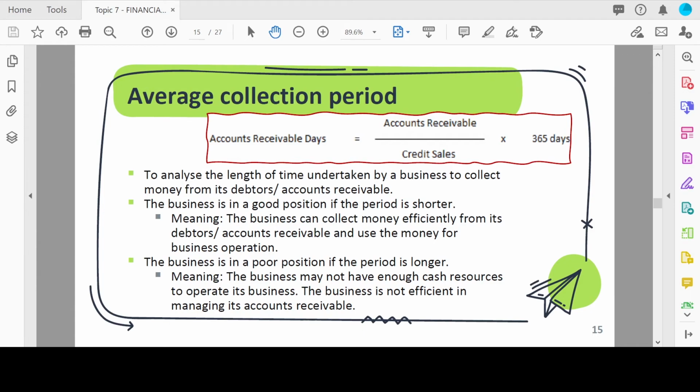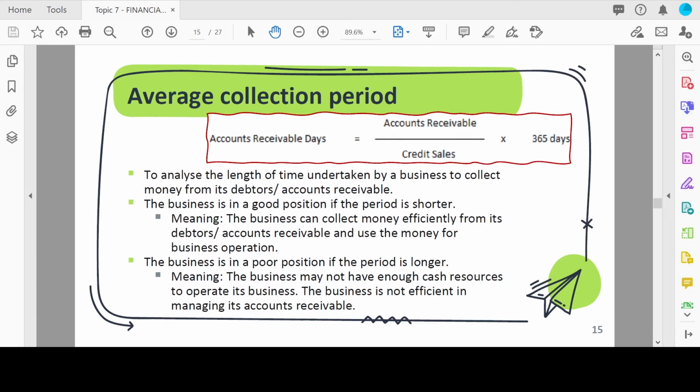So the formula is, average collection period equals account receivable divided by credit sales. If you have no information on credit sales, then we are going to assume that all sales are credit sales, times 365 days. So which one is better? A shorter period or a longer period? A shorter period is better because it means that the business can collect money efficiently from its debtors or accounts receivable and use the money for business operation.